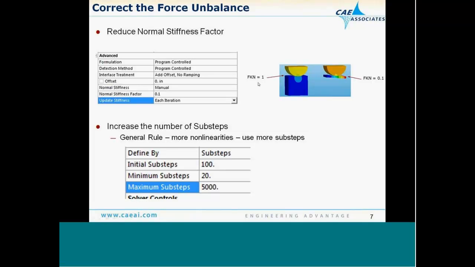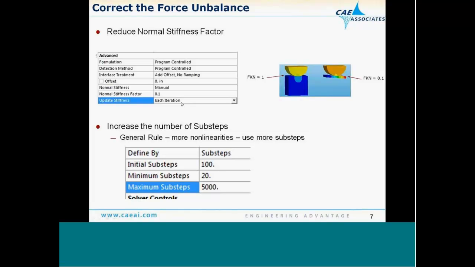The other feature that often can make a huge difference in contact convergence is not only lowering the contact stiffness, but also telling Ansys to update the stiffness on an iteration by iteration basis. And what this does is allows Ansys, when a problem is not converging, to reduce the penalty stiffness. If during the iterations it is converging, it will increase the stiffness.